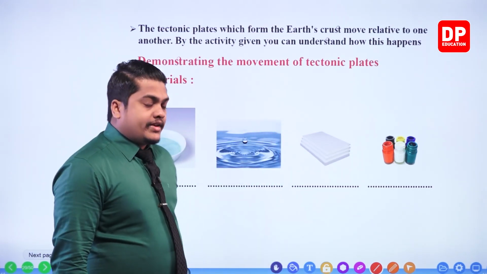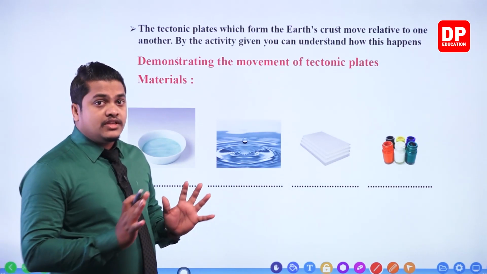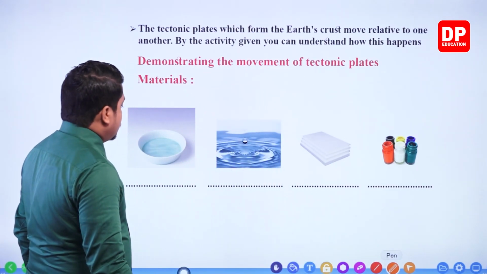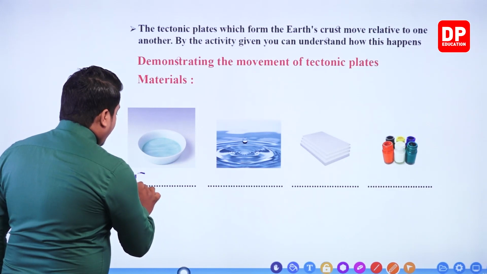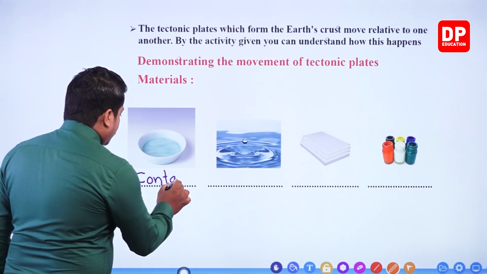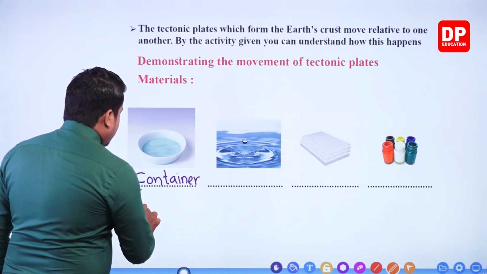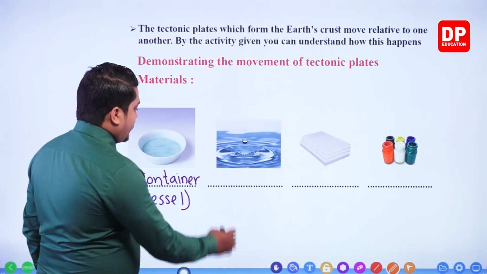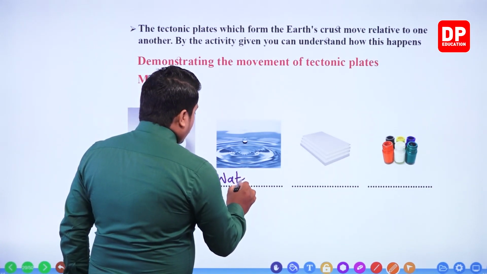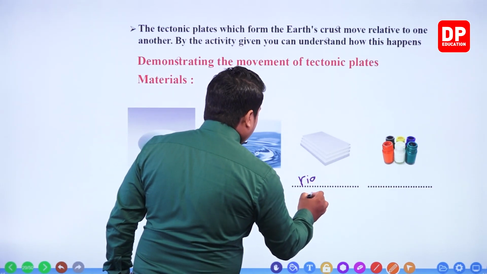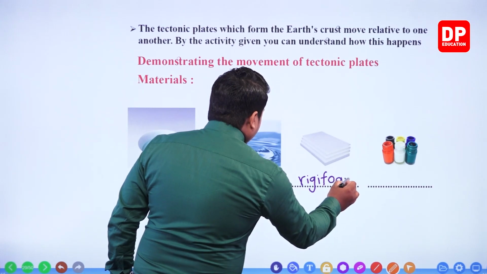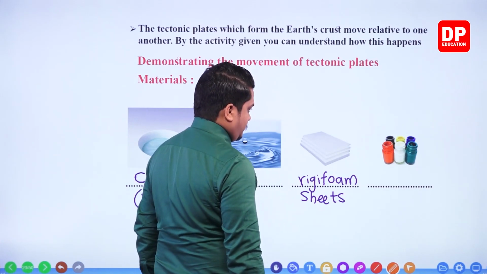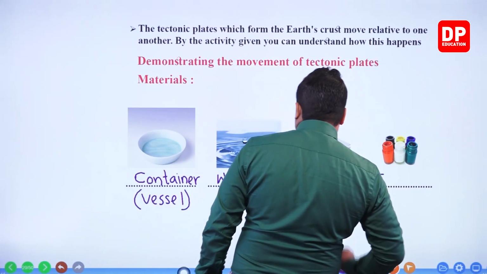Okay, right. Now let's see. First of all, we'll name these materials, my dear children. Okay, so let's name them. So this is a container. We'll name it a container, or else a vessel. Then you'll be needing water, rigiform sheets, then some ink.